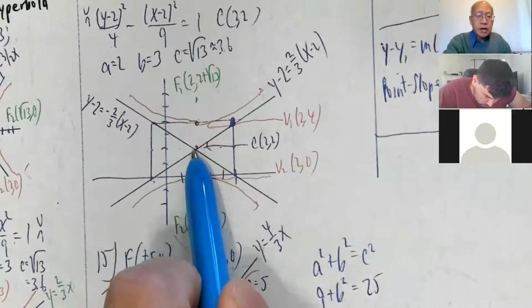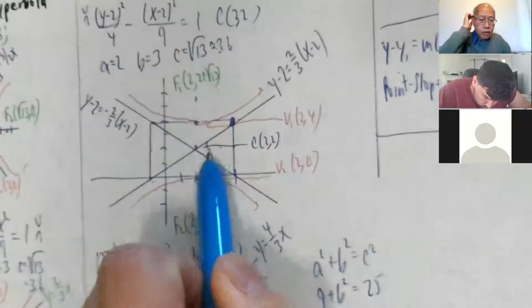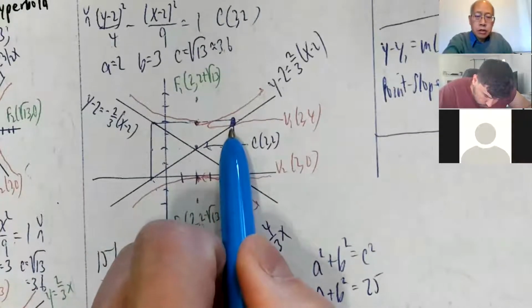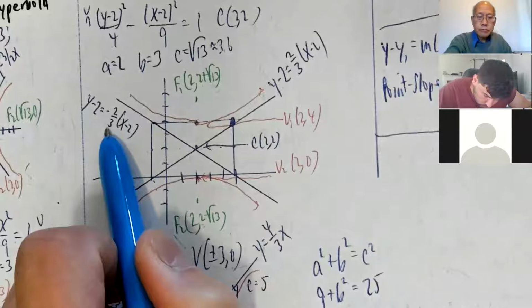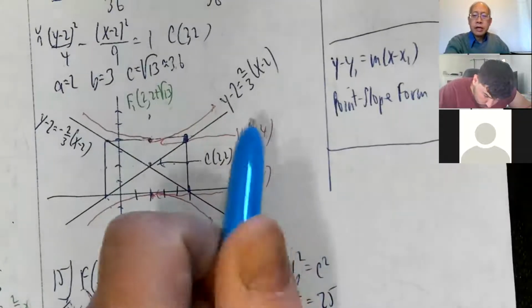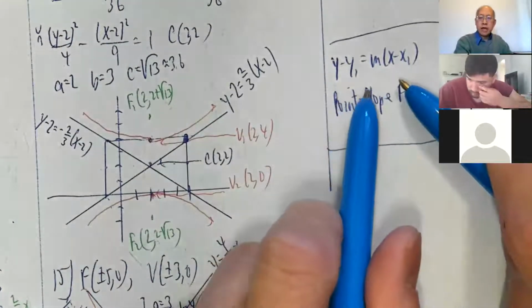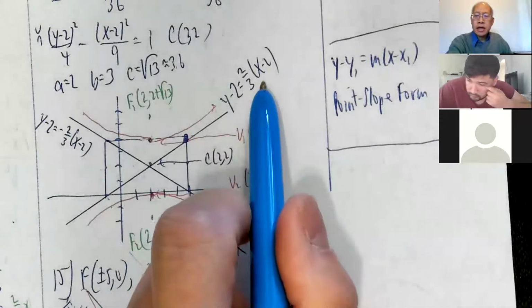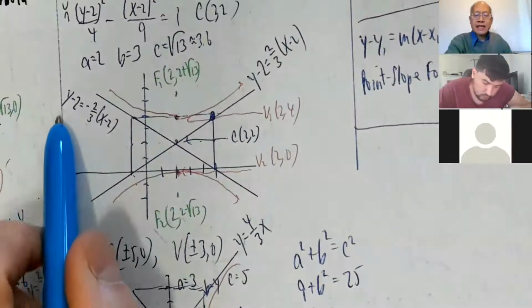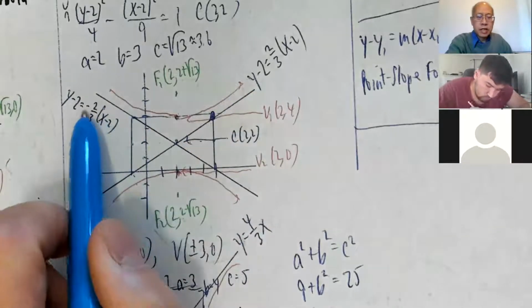So from the center, not the origin, the center, it's over 1, 2, 3, up 2. Slope is 2/3 and negative 2/3. So how do I write my asymptotes? Point slope form. y minus y1 equals m times x minus x1. So y minus 2 equals 2/3 times x minus 2.